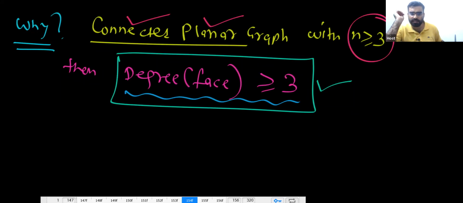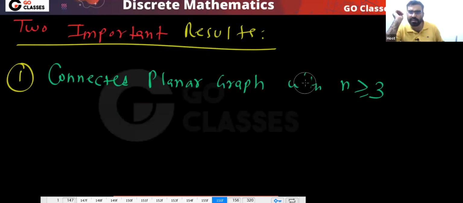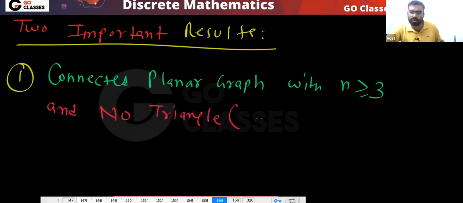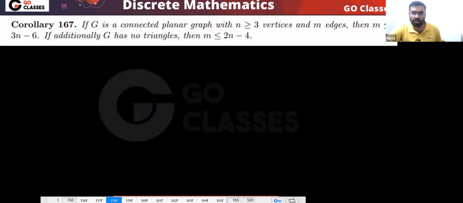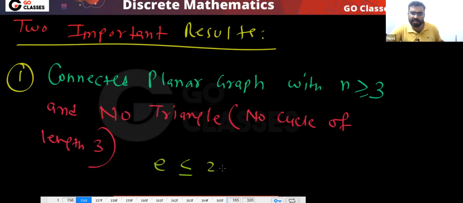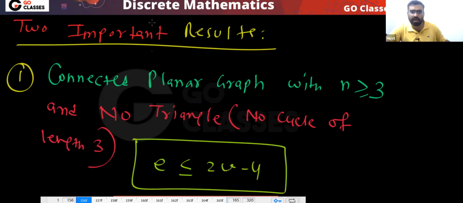The next thing: if you have a connected planar graph with number of vertices greater than equal to 3 and no triangle, meaning no cycle of length 3, then what will happen? In this case, you can notice number of edges is less than equal to 2 times number of vertices minus 4. And why this happens? What is the reason?